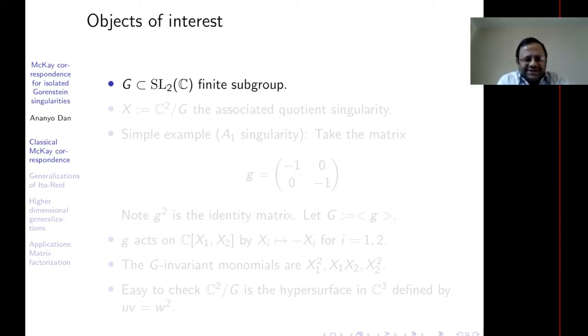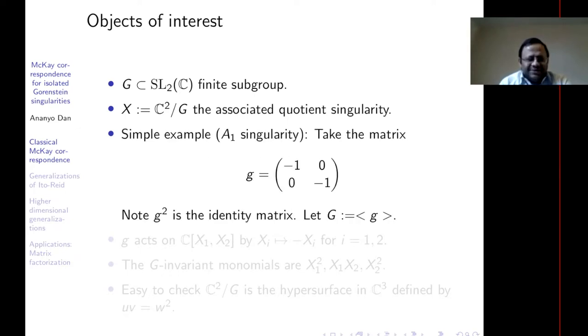So let's start with the classical McKay correspondence. The object that we consider in this case is C2, and we look at the action of a finite subgroup of the special linear group, and we quotient by this group action. A very simple example, for people who are already familiar with this, is called the A1 singularity. You look at the matrix with diagonal entries -1. Of course, this is a group with two elements, this one and the identity. And this matrix acts on the polynomial ring by sending each of the coordinates to the negative of itself.